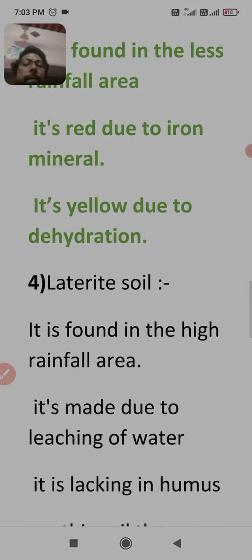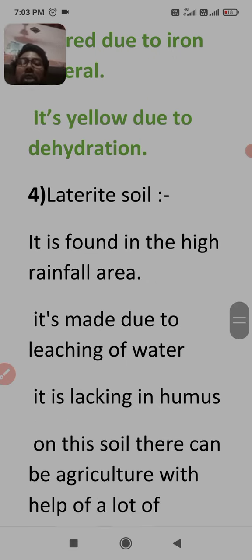And next point, fourth point, laterite soil. It is found in the high rainfall area. There can be a question in the exam: name the type of soil which is found in the high rainfall area, and your answer will be laterite soil. It is made due to leaching of water. It means plenty of water is there. So after the presence of water, this type of soil is made.